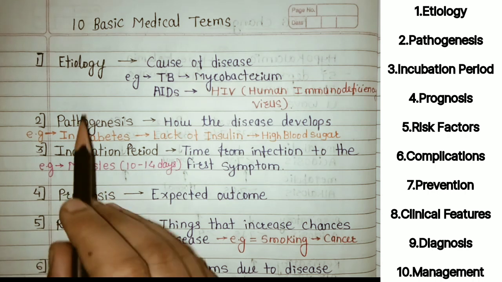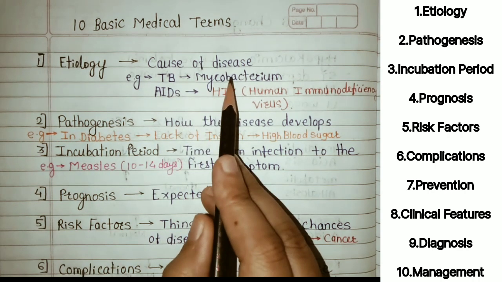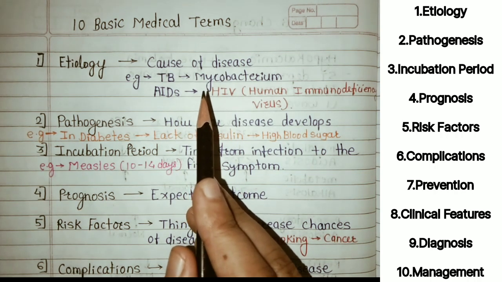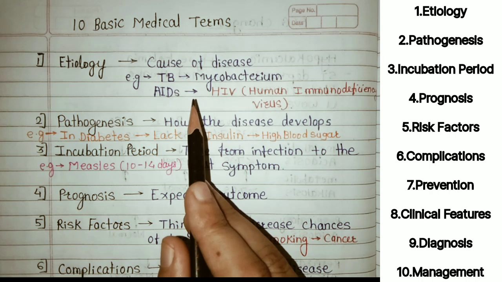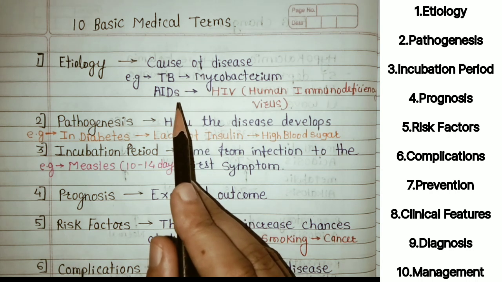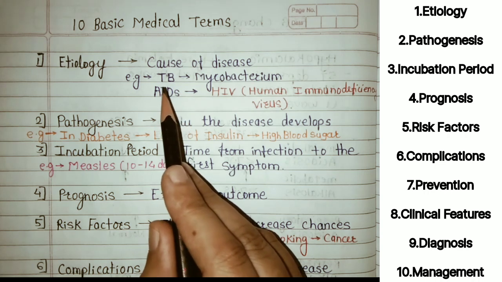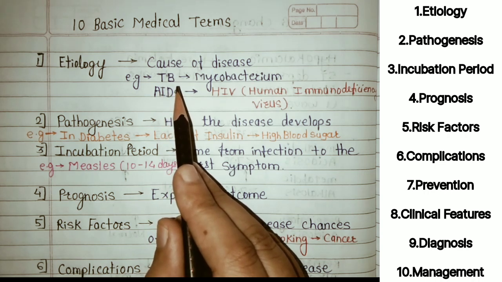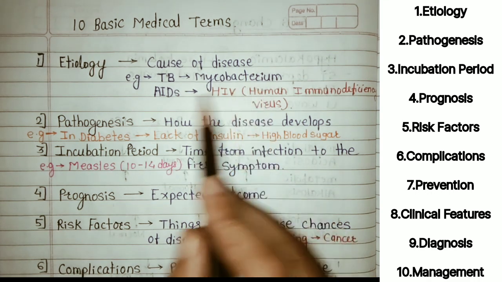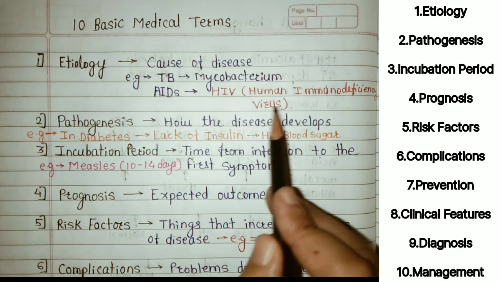First one is etiology. Etiology means cause of disease. Because of pathogens, bacteria, viruses, disease occurs, and that we call etiology, the main cause of disease. For example, TB. TB is caused by Mycobacterium tuberculosis. AIDS is caused by HIV, human immunodeficiency virus.